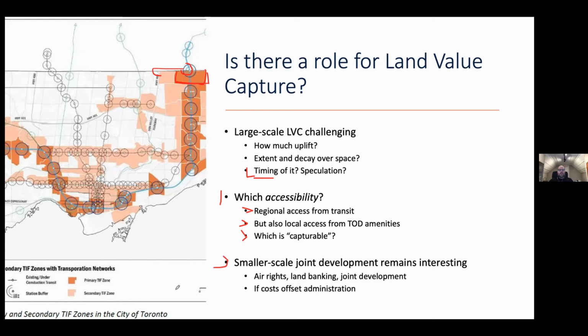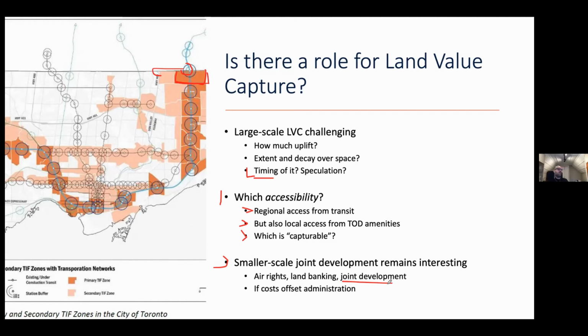But that said, beyond the larger scale issues, just working in this area personally, I think there is a strong potential to engage in smaller scale value capture through joint development projects, where it could be air rights sales or leasing above a station, or land banking. That's often where land is acquired to build a transit project. We know that land will increase in value from the accessibility benefit. You buy it at pre-rail prices, sell it at post-rail prices, and arguably, if this all works out, there's money to be made there.